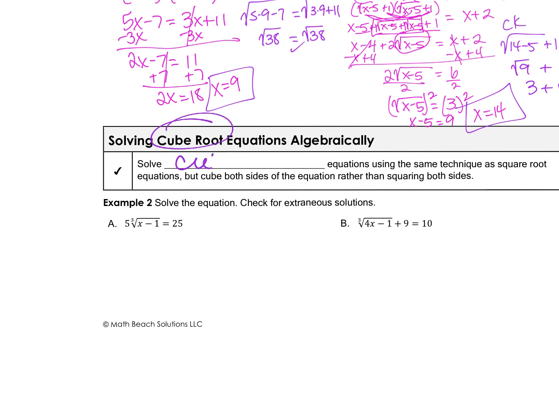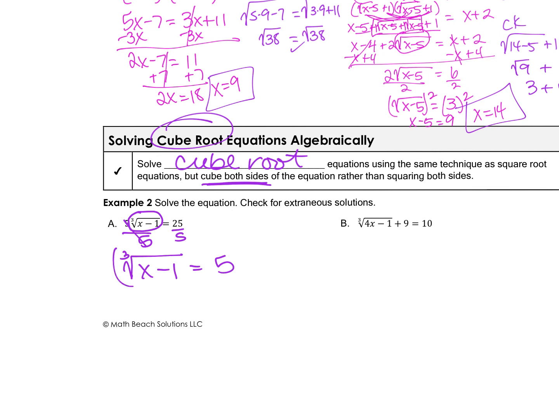So to solve a cube root equation, you're using the same technique as square root. So in order to get rid of a square root, we square it. So in order to get rid of a cube root, you would need to cube both sides rather than squaring it. So I want to do the same thing as I did at the top, and I want to isolate the cube root. So notice I have a 5 that I need to get rid of at the beginning. So I'm going to divide both sides by 5. And so that leaves me with cube root of x minus 1 equals 5.